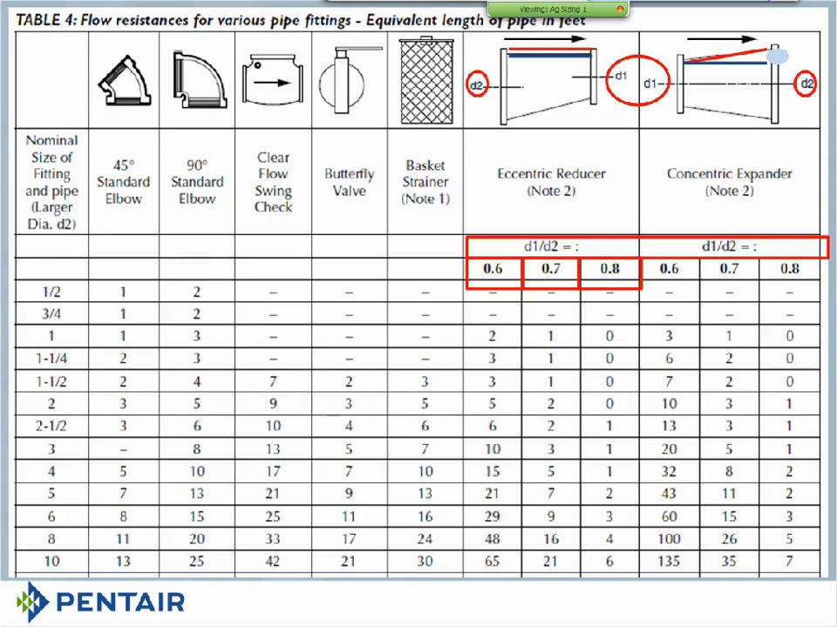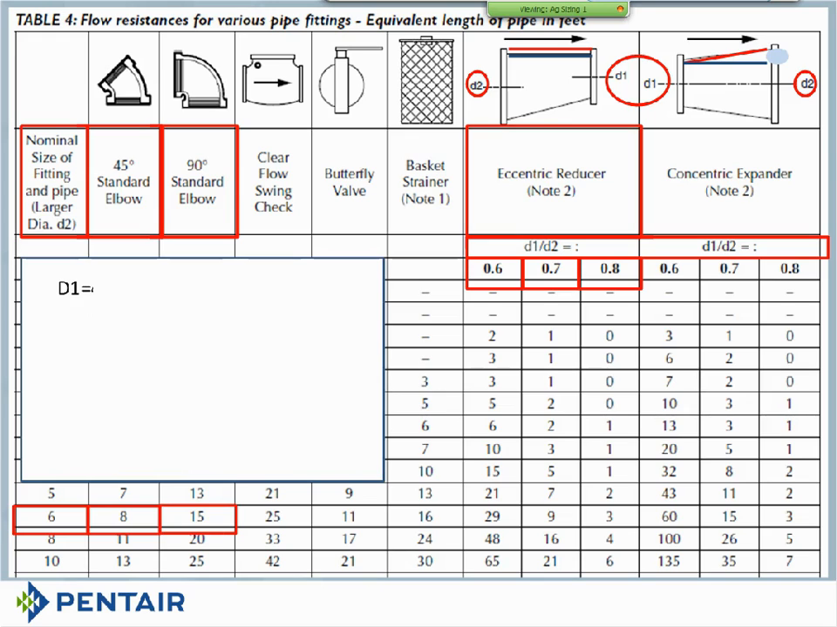So again, if we look in our book, our nominal pipe size is 6-inch. Our 45 is equal to 8 feet. Our 90 is equal to 15 feet. And our 4x6 eccentric reducer, if we take 4 by 6, that's going to equal 0.66. 0.66 is closer to 0.7. So 0.7 for 6-inch pipe is 9 feet. Everybody see how we calculate that?